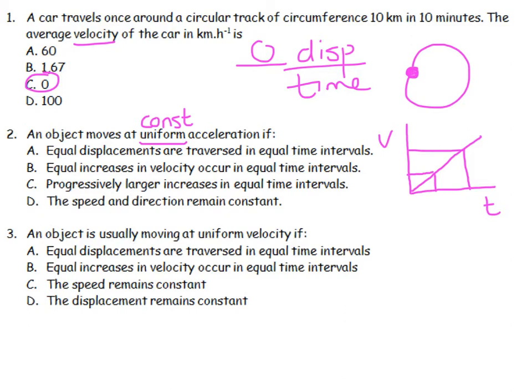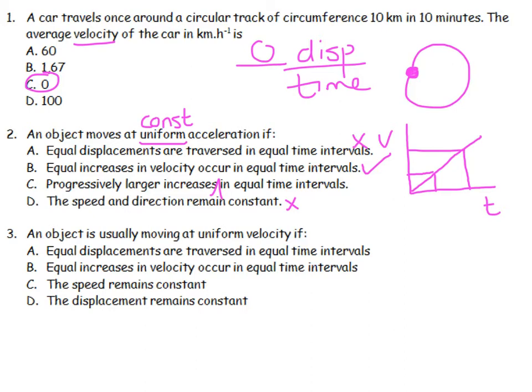Equal displacements are traversed in equal times. It's not constant acceleration. Equal increases in velocity over equal time intervals. Larger increases in equal time. It doesn't even tell you what that increases in. And the speed and the direction remain constant. No. So the correct answer over there is going to be B.